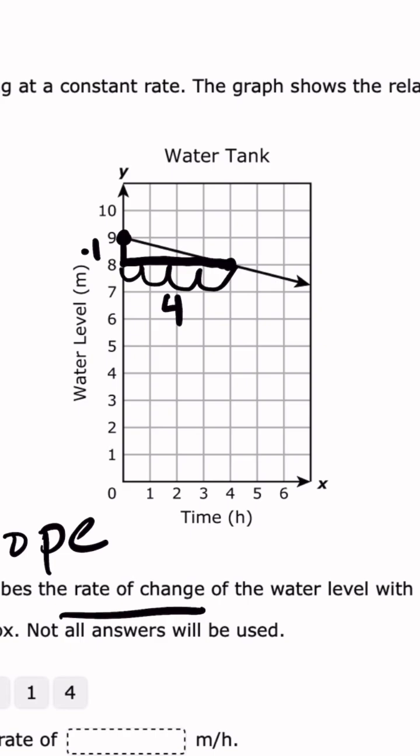Okay, so if we put our rise over run, that would be -1 over 4. And so that would be our rate of change, aka our slope. Now, -1 over 4 is also going to be equal to -0.25, right? Because 0.25 is the same thing as 1 over 4. So the full answer to this question would be we are decreasing at a rate of 0.25 meters per hour.